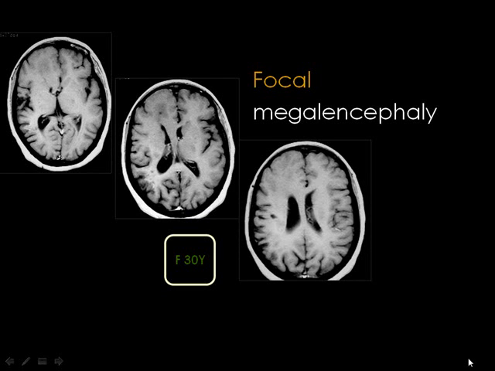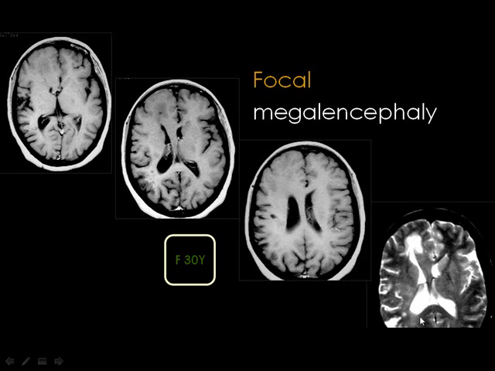Then hemimegalencephaly may be focal, affecting only part of the hemisphere, like the frontal lobe, for example. In this situation, you will also see the findings localized to the frontal lobe, and you also can see the characteristic configuration of the frontal horn of the ventricle.